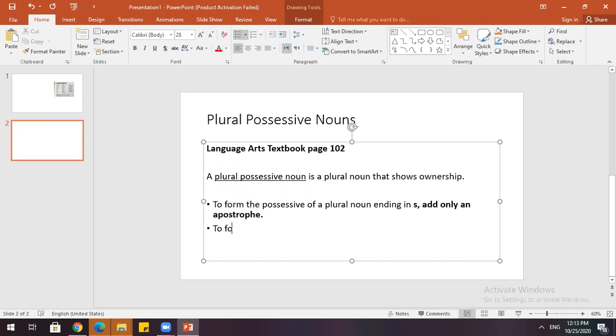And to form the possessive of a plural noun that does not end in s, what do we add? Who can tell me? I cannot see your screen and your voice is not clear.